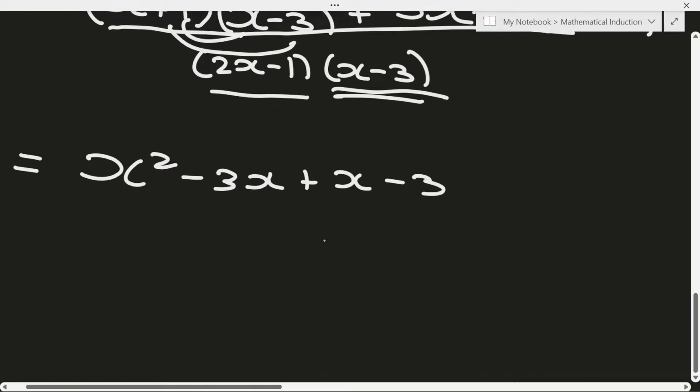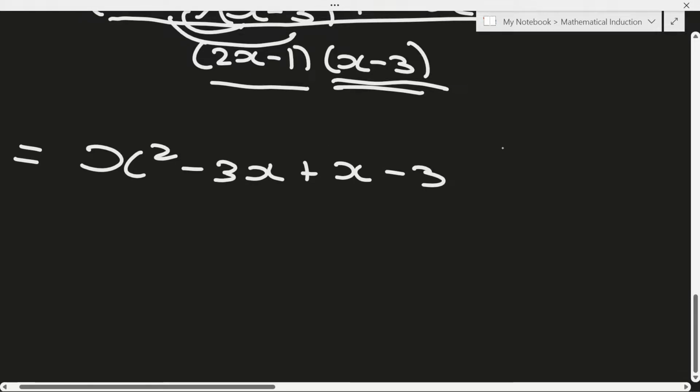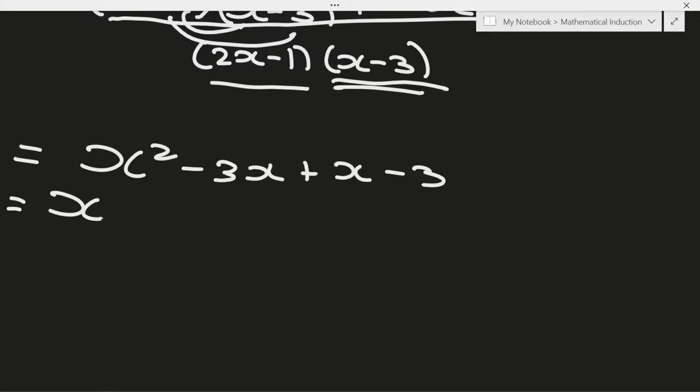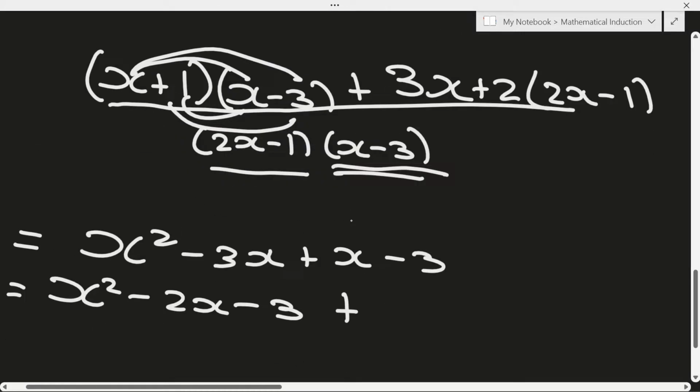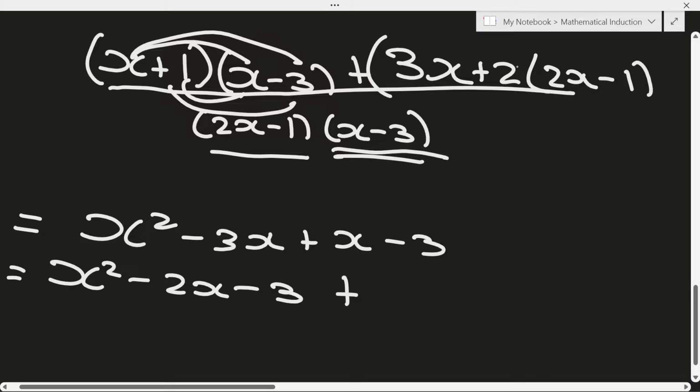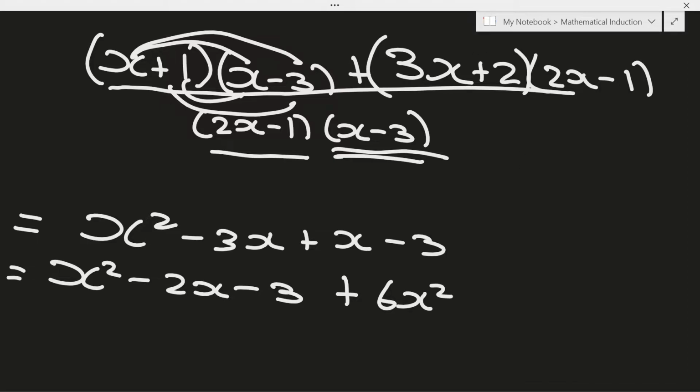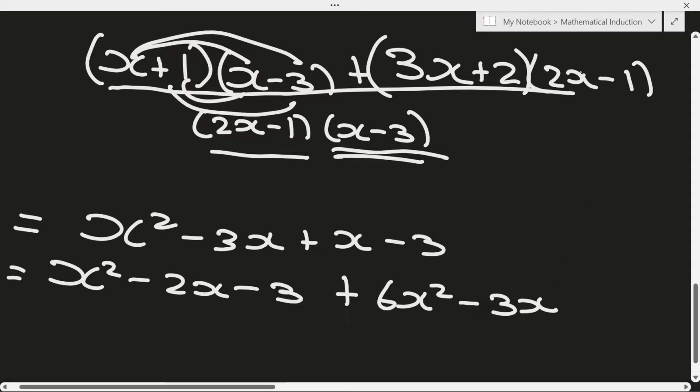Right? And this is just on the left-hand side. We'll work on the right-hand side after. But let's just tidy this section up. So that will give us x squared minus 2x minus 3 plus, and we'll work out this side now. 3x times 2x is equal to 6x squared. 3 times 2 is 6, and x times x is x squared. 3x times minus 1 is minus 3x. 2 times 2x is plus 4x minus 2.